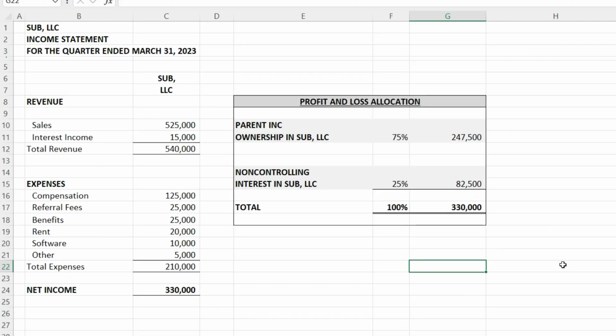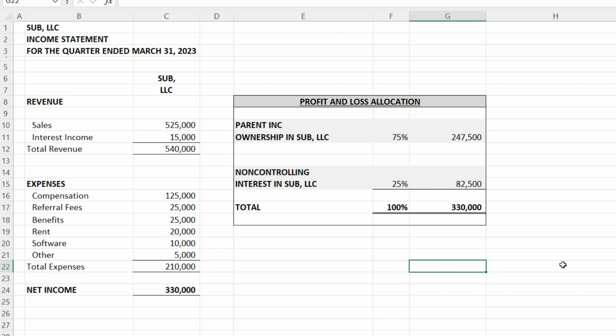Okay, let's go through an example. We're going to take Parent Incorporated's results, we're going to take Sub LLC's results, and we're going to combine those two into consolidated financials, one economic entity. And in this situation, we're going to have some elimination entries, the normal elimination entries when you consolidate two entities, and we're going to have to layer in non-controlling interest because Parent Incorporated only owns 75% of Sub LLC.